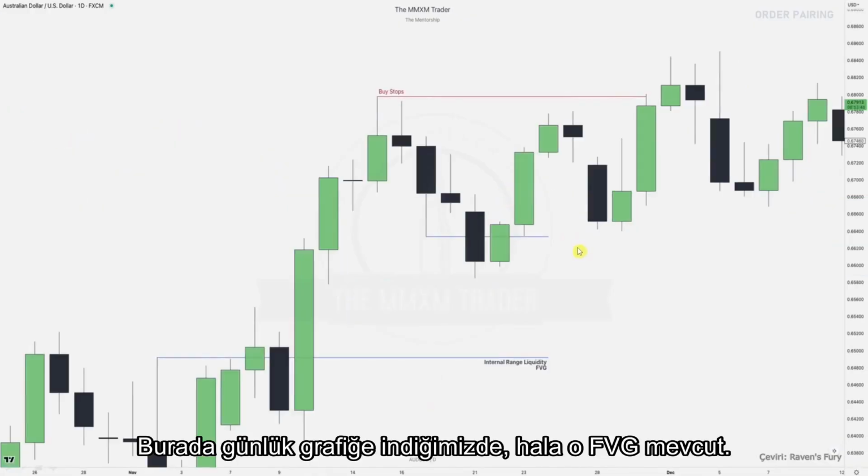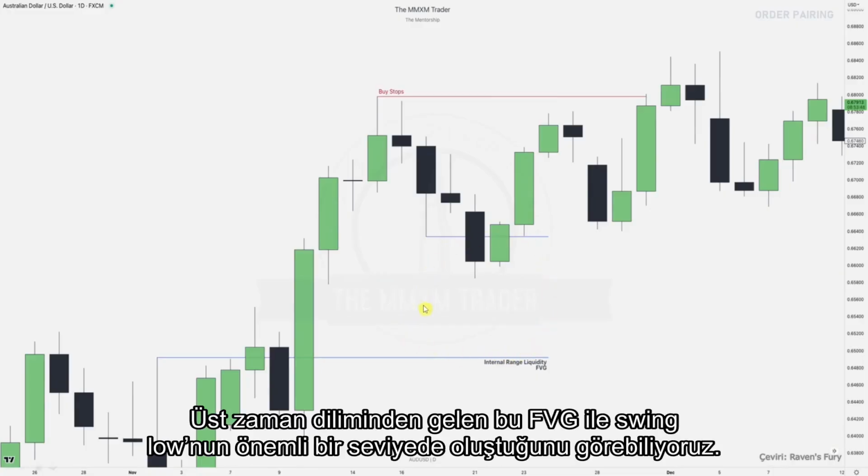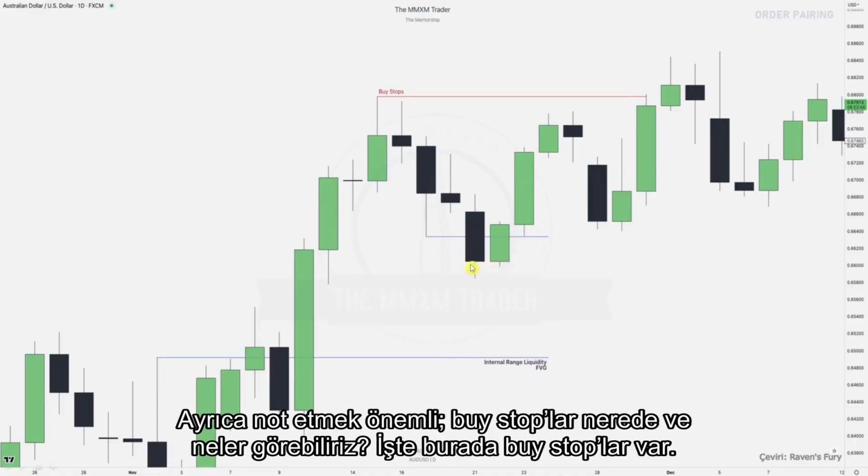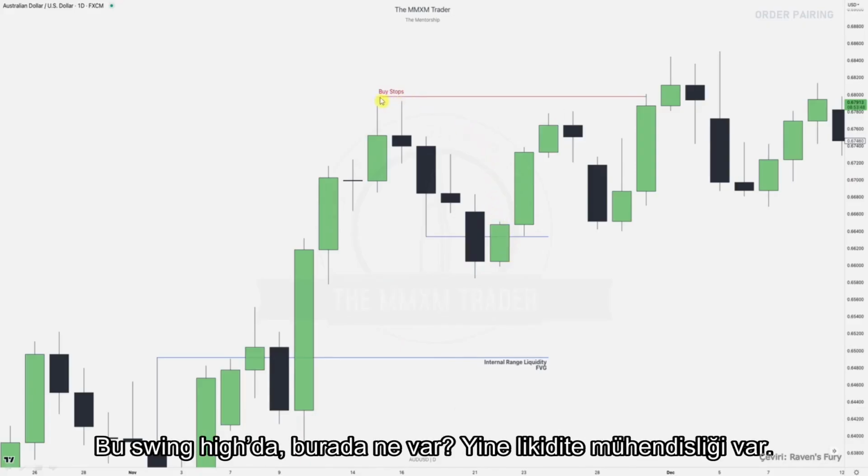Dropping into a daily chart over here, still having that fair value gap present from the higher time frame. We can see that swing low is being formed in a key level, also important to note. So where are the buy stops, and what can we see? We see these buy stops over here, right? This swing high.